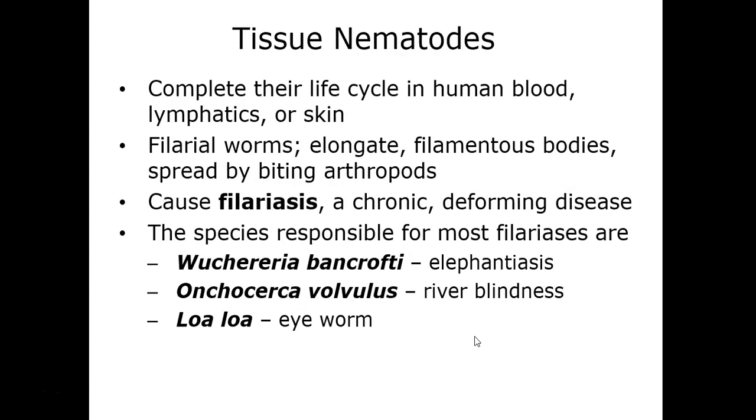All right, we're going to move into the tissue nematodes. These tissue nematodes complete their life cycle in the blood, the lymph nodes, or the skin. These have a series of elongated filamentous worms that are spread through arthropods, so some type of a vector. And they cause filariasis, which is a kind of disfiguring disease. So we have things like Wuchereria bancrofti, which causes elephantiasis, and river blindness, and also the eyeworm, which is known as Loa loa.